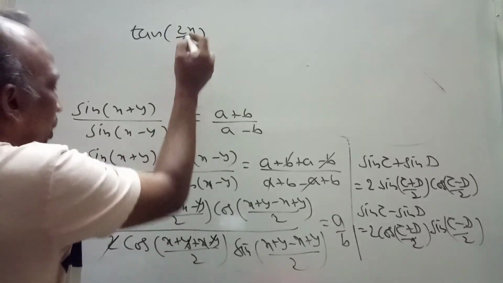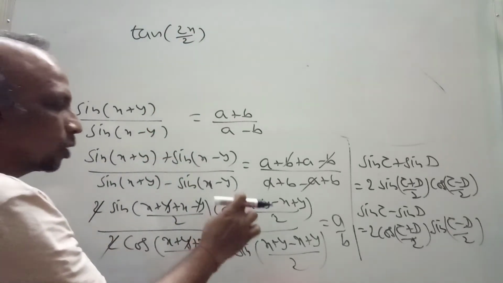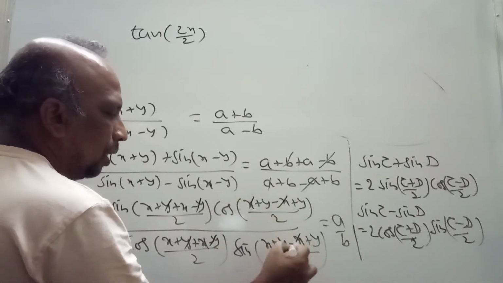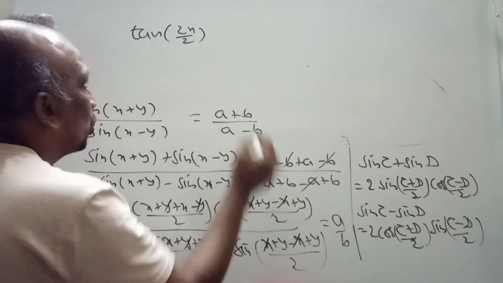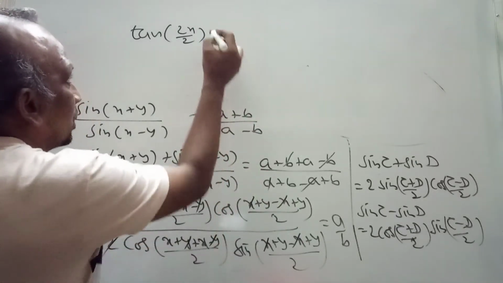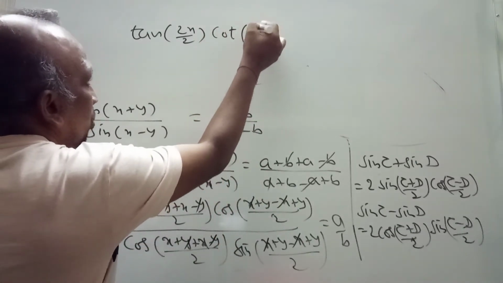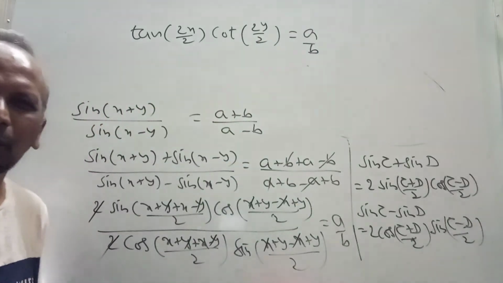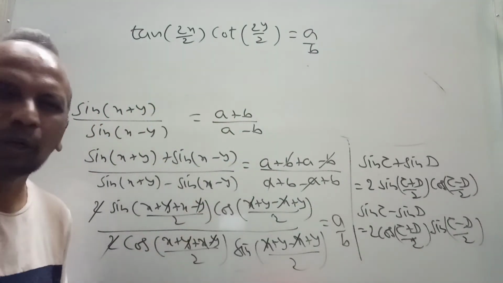Why? Because this is sin by cos, tan. This is cos by sin. So you can see minus x plus x I can cancel here, y plus y is 2y by 2. You will get cos by sin, so cot of 2y by 2, which is equal to a by b. I got this one. Cos by sin is cot.